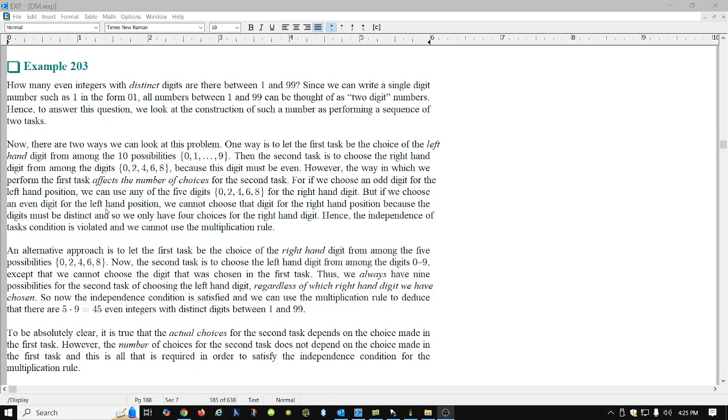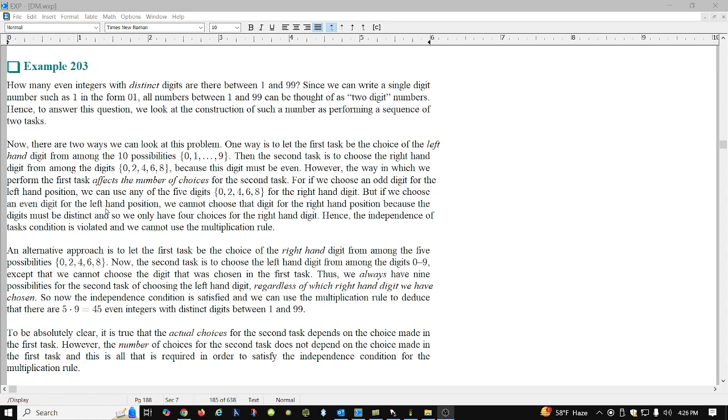Here's an example of a totally different nature. Question: how many even integers with distinct digits are there between 1 and 99? You may not find this to be a very pressing question, but it's a good example of the use of the multiplication rule. First of all, it's a little disturbing that some of those numbers only have one digit, and most of them have 2, and that's awkward. But we can deal with that very easily just by putting a 0 in front of the single digit numbers. So 01, 02, up to 09. And now we can think of all of these integers as having 2 digits.